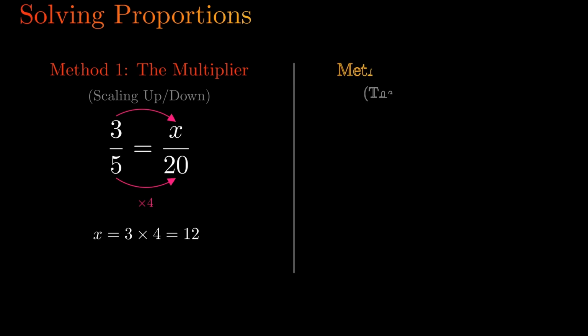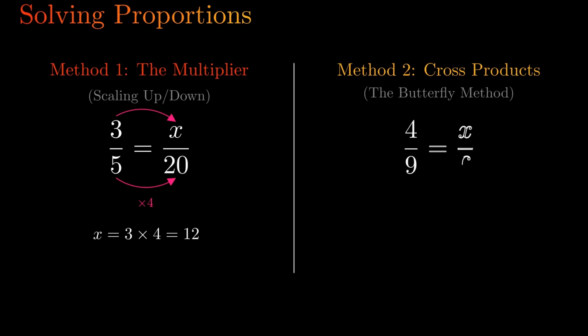Method 2. Cross products, the butterfly method. Sometimes the numbers aren't as friendly. Let's look at 4/9 equals x over 6. You can't easily multiply 9 to get 6, so we use the butterfly method. We multiply the numbers diagonally across from each other. 9 times x equals 4 times 6.